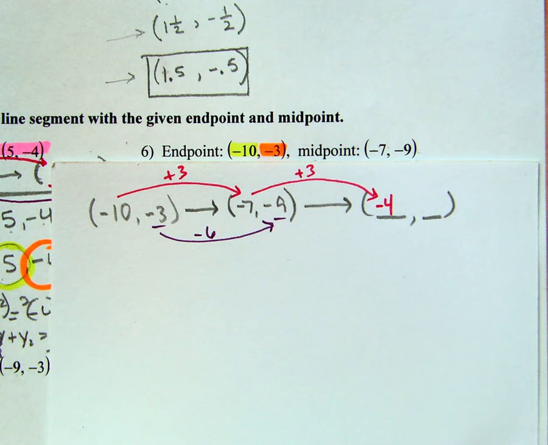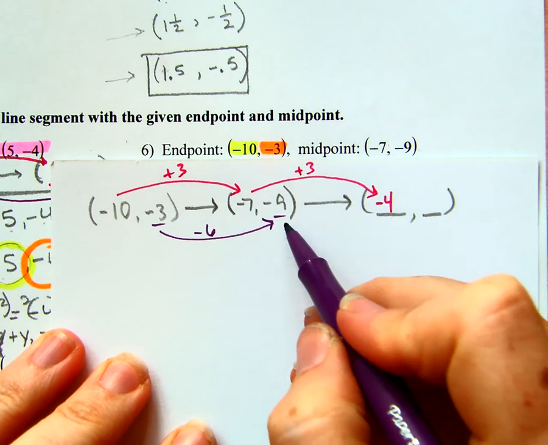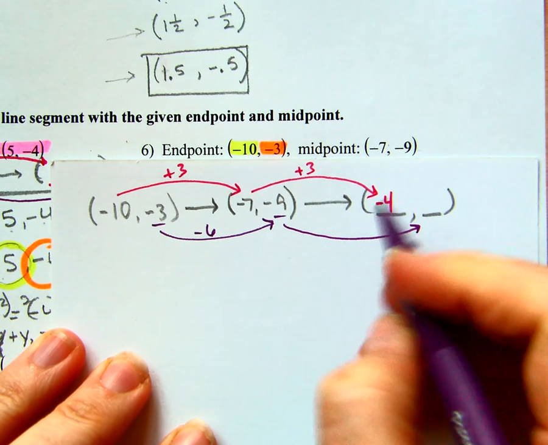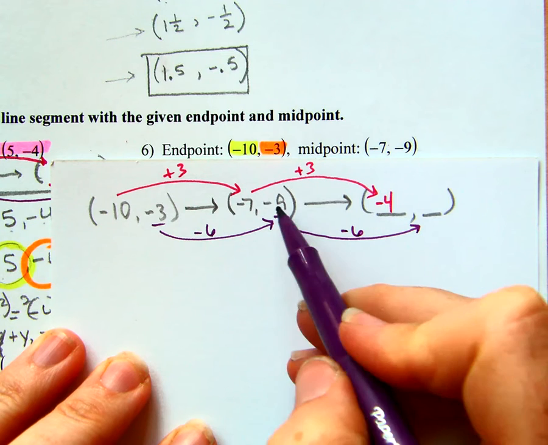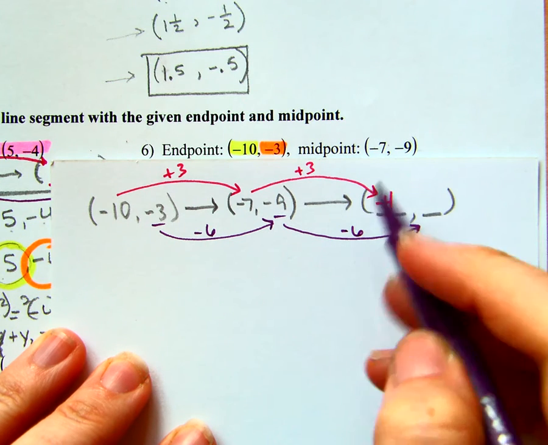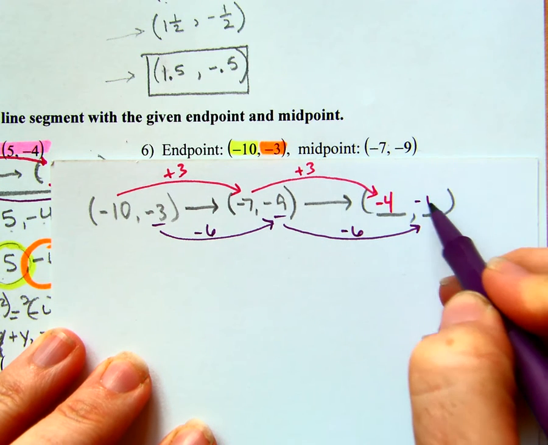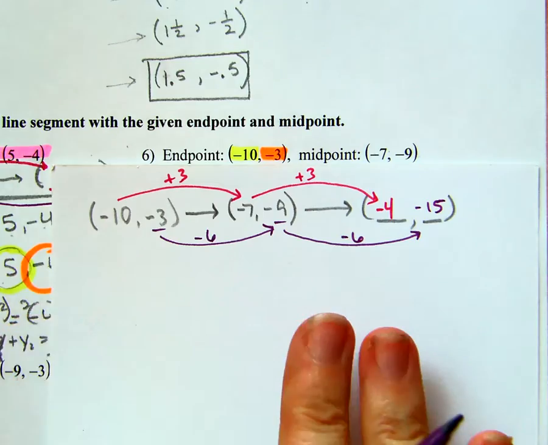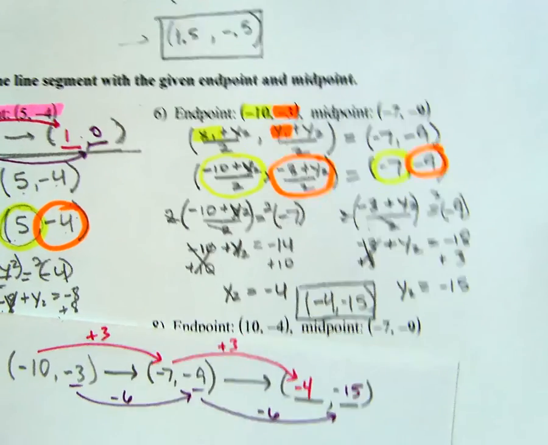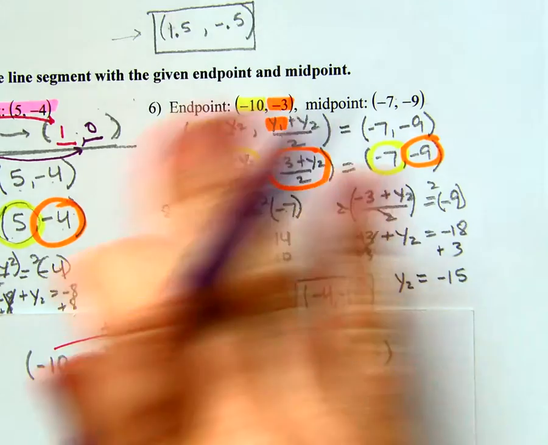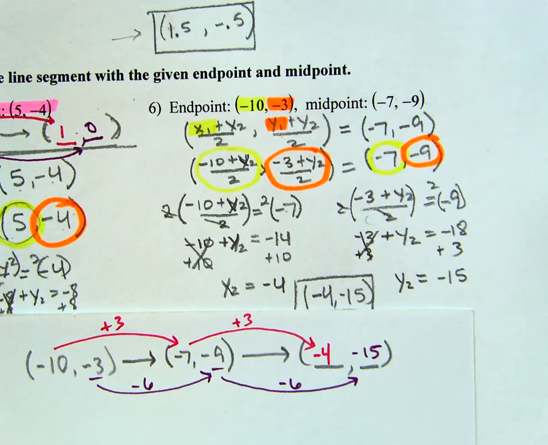So I need to go on the other side of the midpoint. So I need to keep doing the same exact operation. I would go down 6 again. So if I'm at negative 9 and I go down 6 more, I'm now at negative 15, which is the same exact thing that I got from all that algebra. And guys, I really don't care what method you prefer. You just use whichever method makes the most sense to you. Okay?